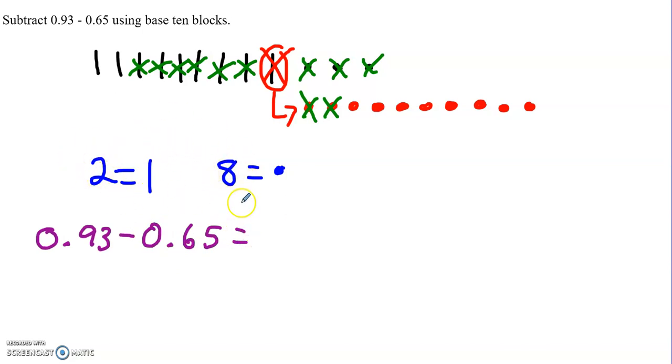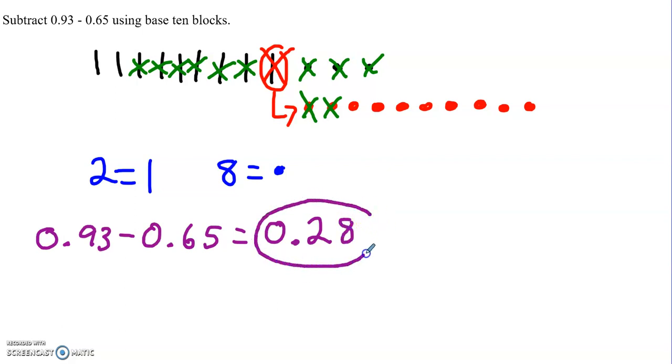So since I have no flats, I know my whole number is 0. I have 2 longs, and remember the longs represent tenths. So I have 2 of them, so I need to put a 2 in the 10th spot. The singles represent hundredths, and I have 8 of them, so I need to write 8 in the 100th spot. So I know that my solution is 28 hundredths.